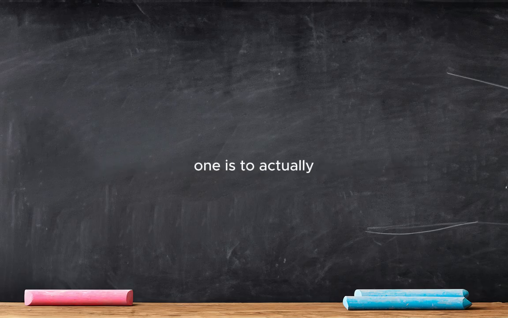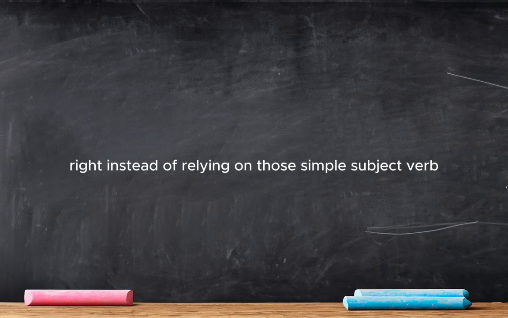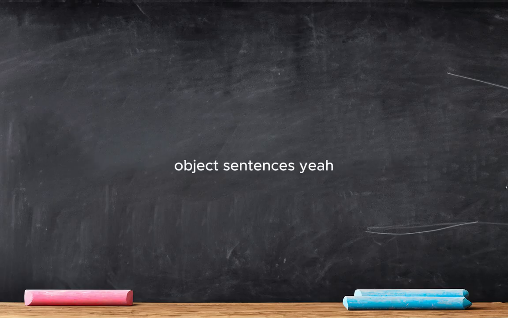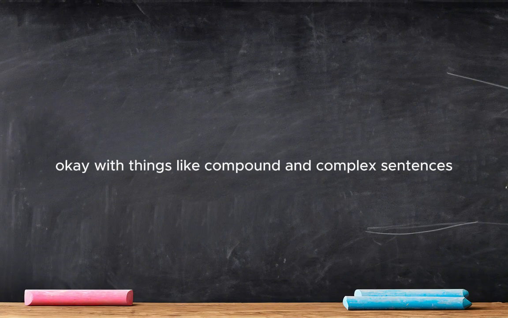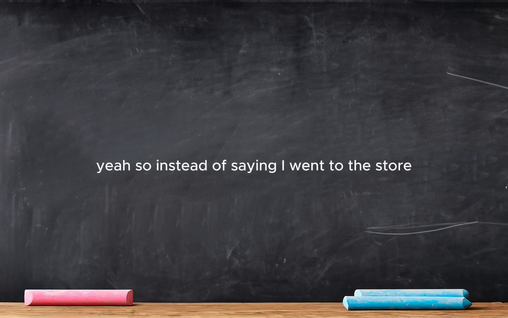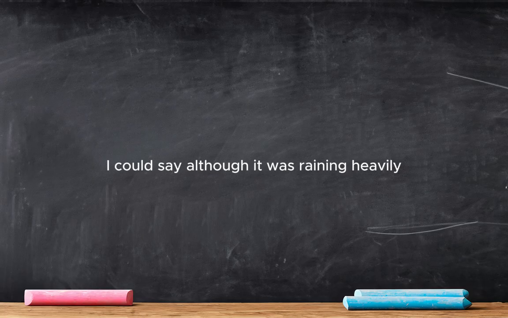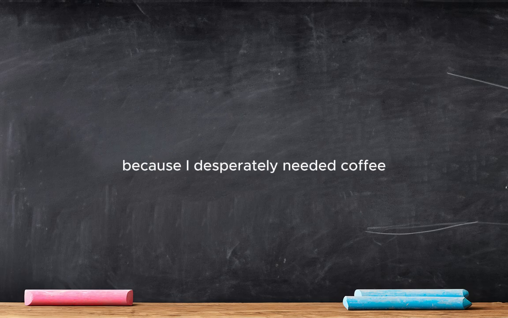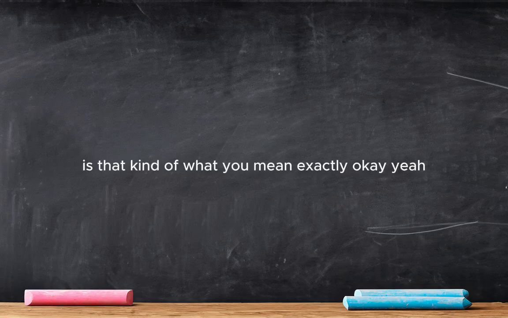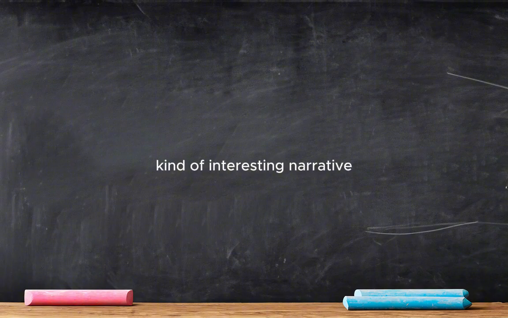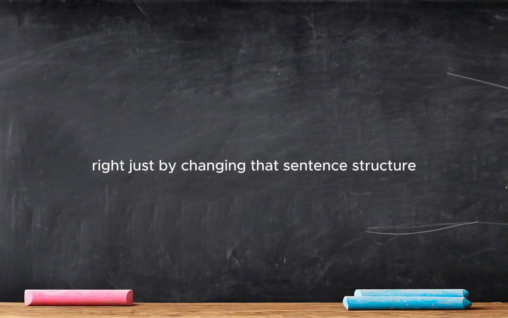One is to really think about your sentence structure. Instead of relying on those simple subject, verb, object sentences, experiment with things like compound and complex sentences. So instead of saying, I went to the store, I could say, although it was raining heavily, I ventured out to the store because I desperately needed coffee. Is that kind of what you mean? Exactly. You're adding detail, and you're creating a more interesting narrative just by changing that sentence structure.